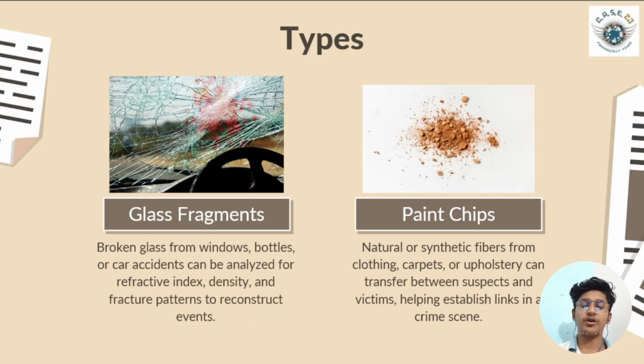Then let's talk about glass fragments, one of the most overlooked yet powerful pieces of trace evidence. Imagine a hit-and-run accident or a break-in: shattered glass can reveal where a suspect was, how a crime happened, or even the force of impact.